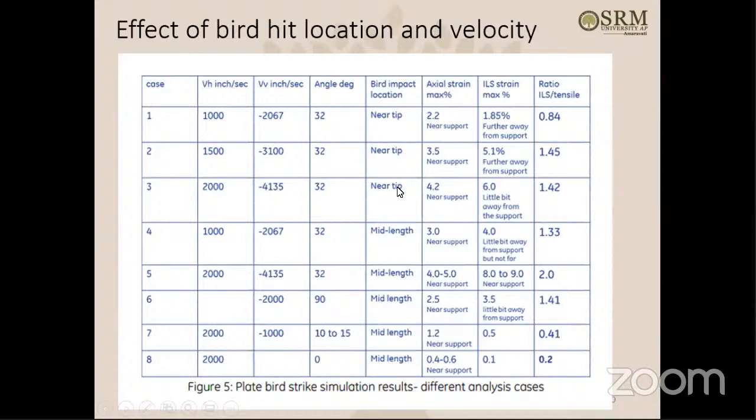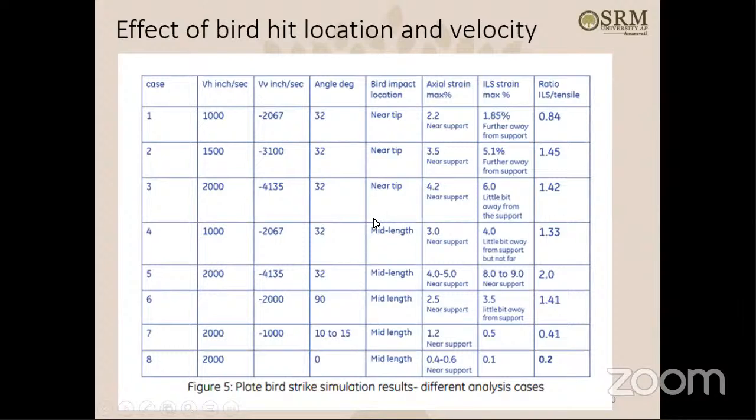As you increase the velocity, your strain levels are going up, and you can look at the ratio now. The ratio is changing. As the velocity increases, this ratio is stabilizing actually. From 0.84 it reaches 1.4, and then it gets stabilized at 1.4 only.